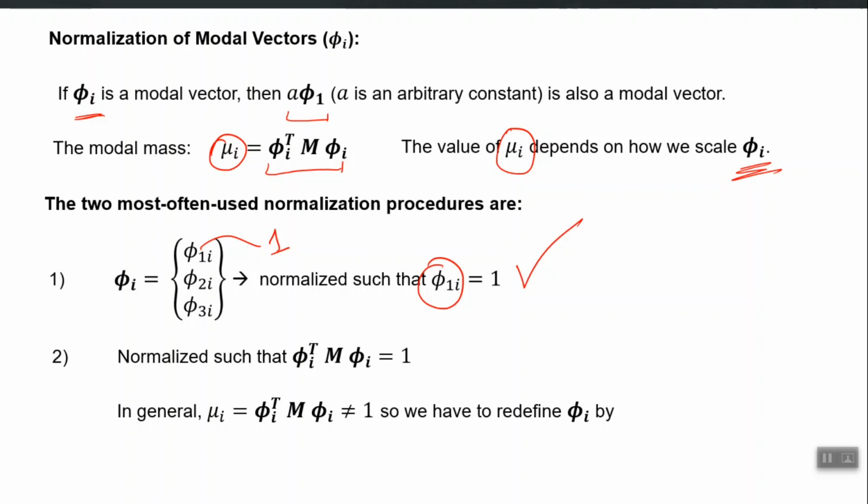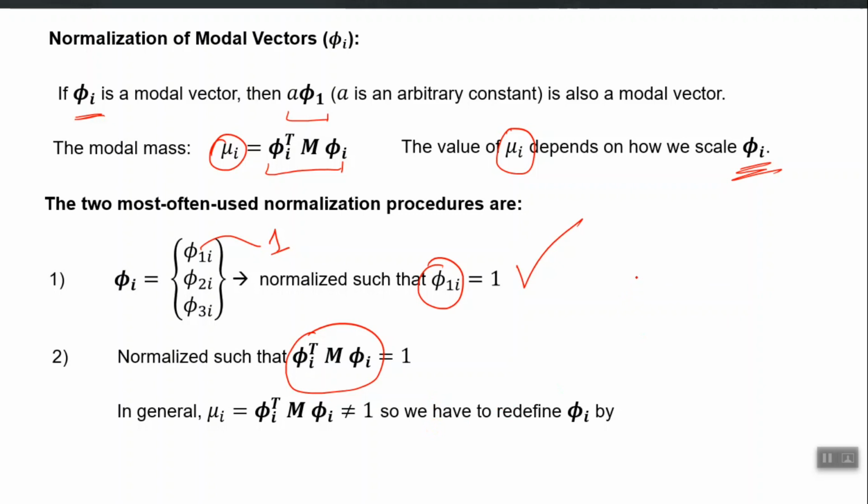But when you extract the mode shapes from ETABS, they use a different normalization scheme: mode shapes are normalized such that phi i transpose into m into phi i, which is the modal mass for the ith mode, is set equal to 1. So they calculate phi i such that this product is equal to 1, which means the ith mode shape is normalized such that the ith modal mass becomes 1.